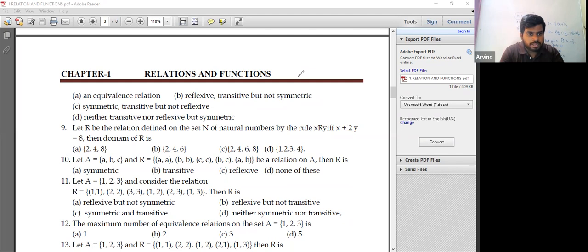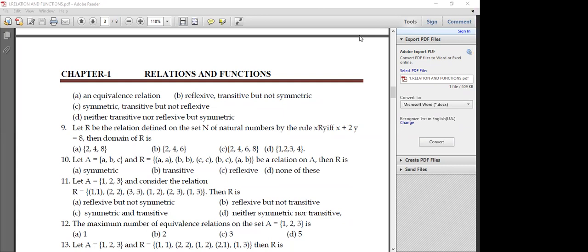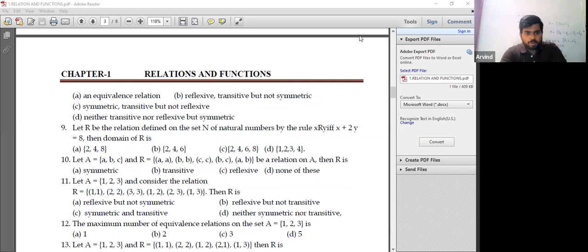Okay, let A equal {a, b, c}, and R equal {(a,a), (b,b), (c,c), (b,c), (a,b)}. Then R is symmetric, transitive, reflexive, or none of these? Is it reflexive? Yes, sir. Yes, for all elements of A, (a,a), (b,b), (c,c) are present. Okay, next, is it symmetric?